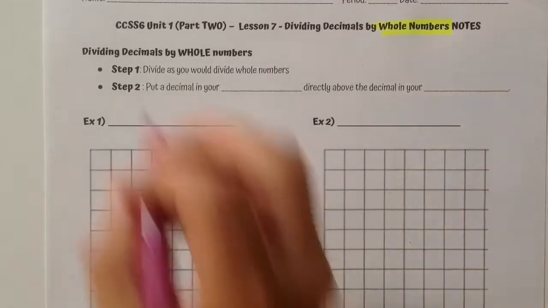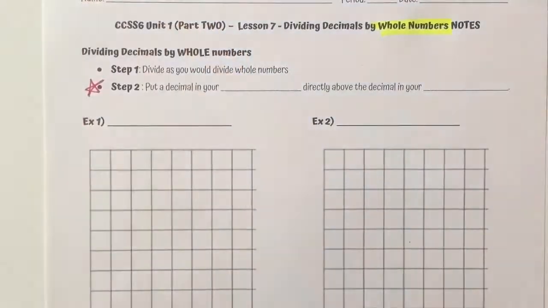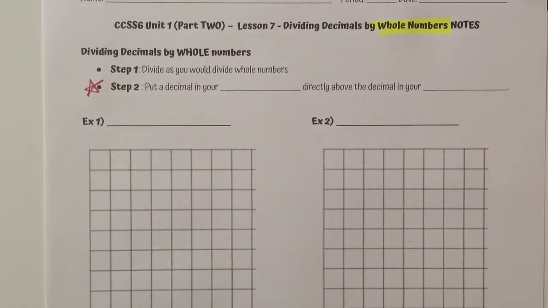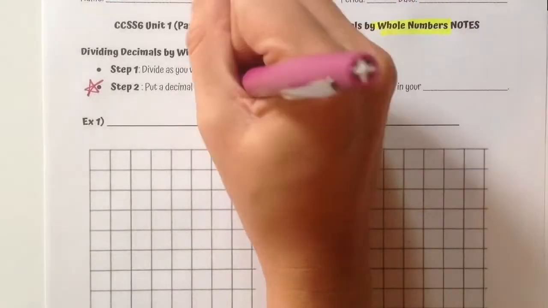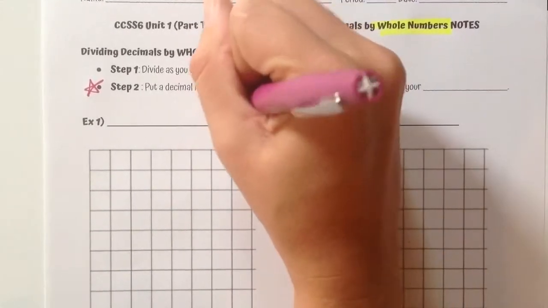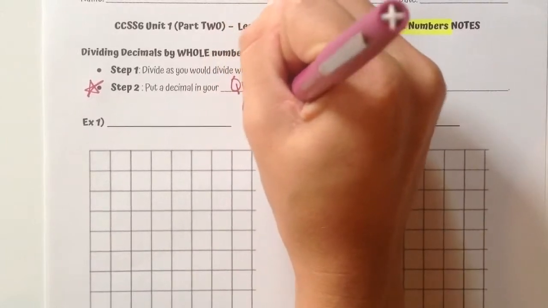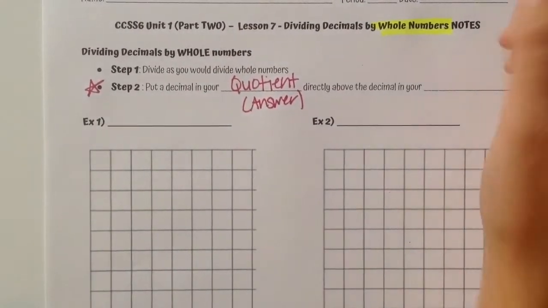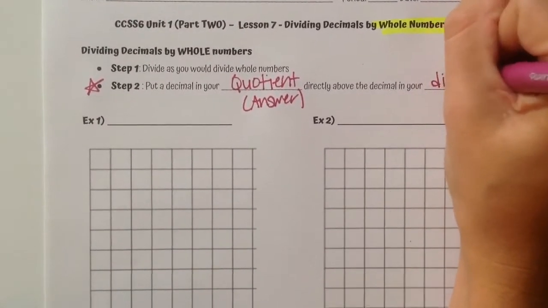The only thing you have to remember is this step 2 right here. This step is really important. What we have to do in step 2 is we have to put a decimal in your quotient. And if you don't remember what quotient is, that is your answer, directly above the decimal in your dividend.